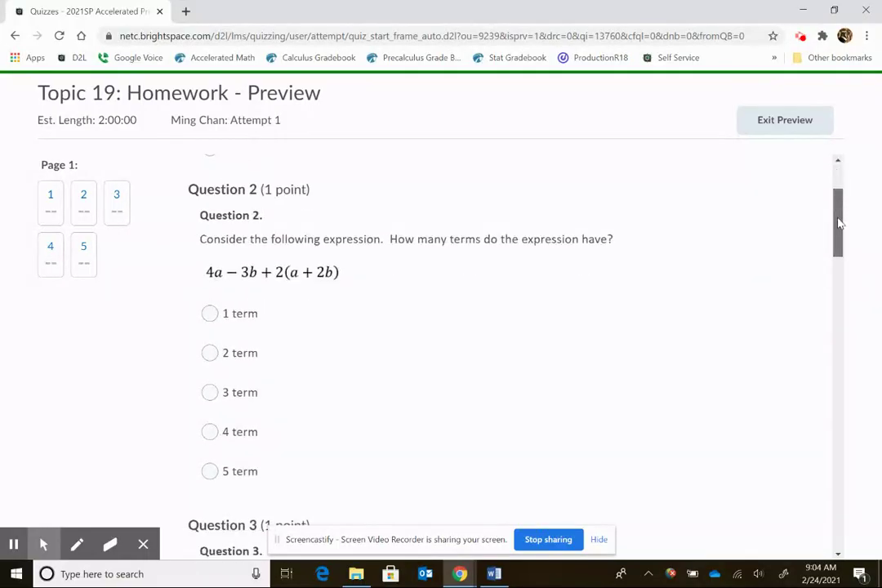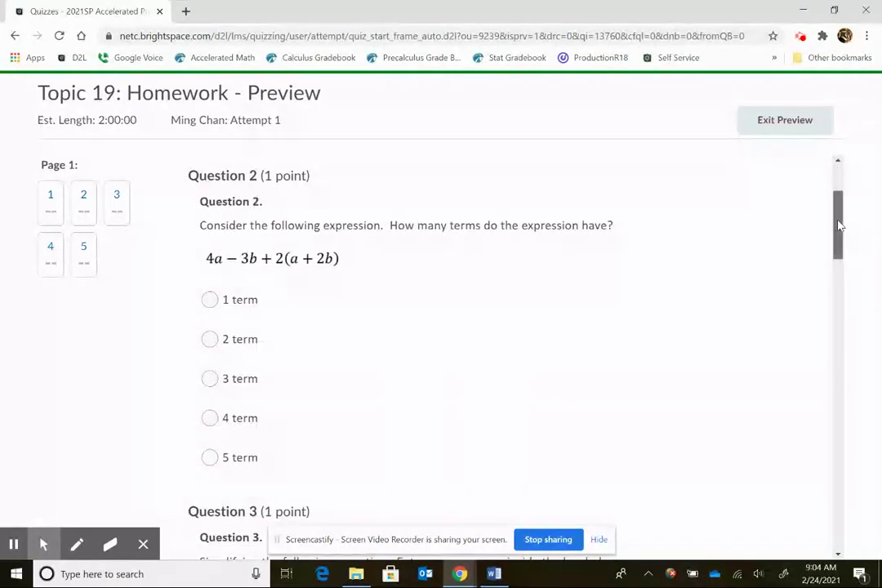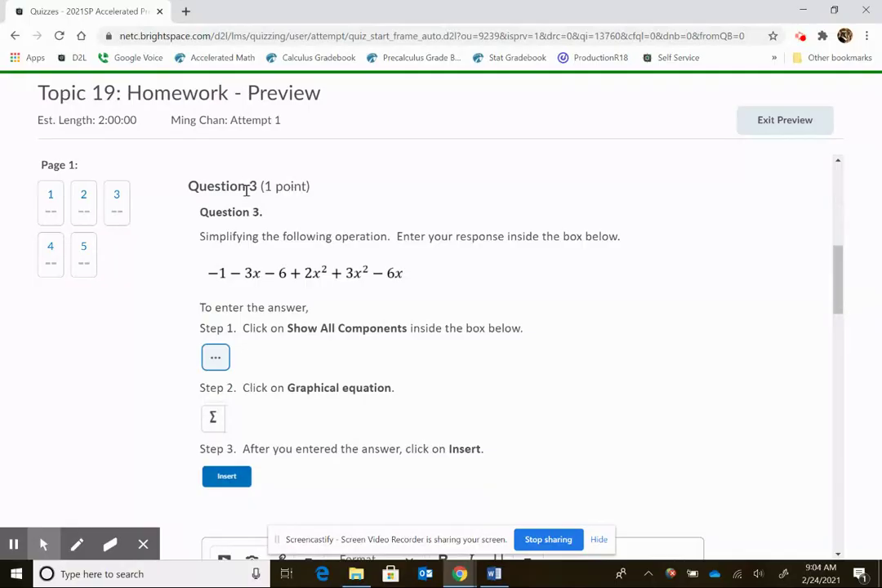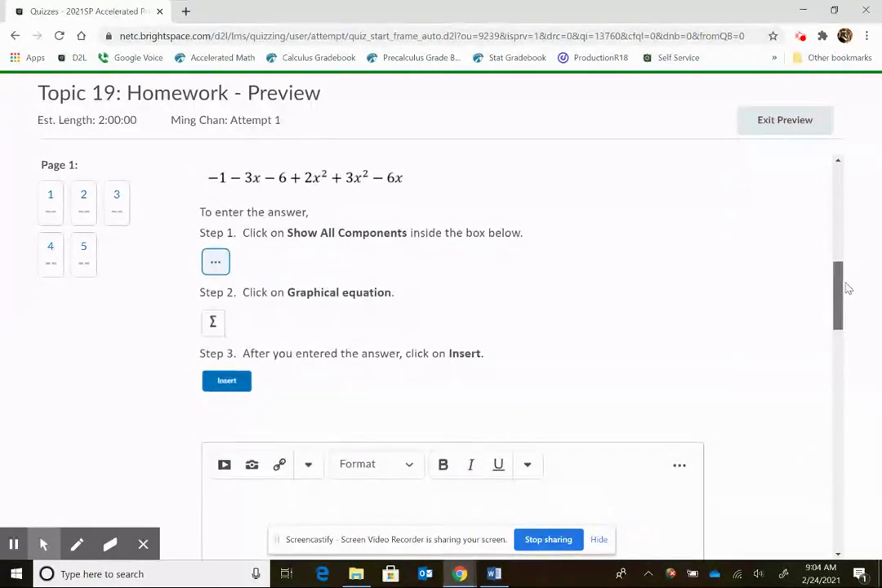For this problem, tell me how many terms you see. It's multiple choice. All right. This problem right here. Simplifying the following operation. Okay, so I want to remind you, you have seen these three steps a lot. So every time you see this, you got to use the graphic equation. So real quick, the positive 2x squared and positive 3x squared are like terms. So that should give you positive 5x squared. So that will be your first term, 5x squared.